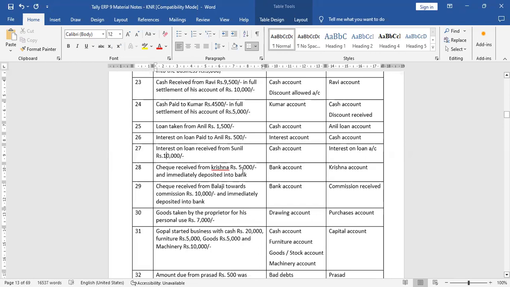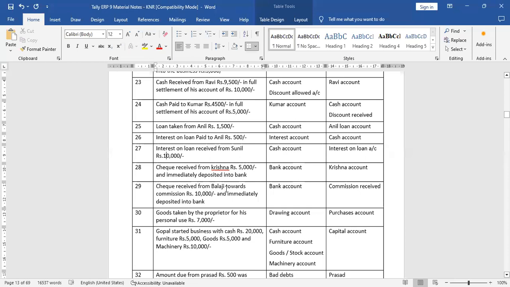Check received from Krishna rupees 5,000 and immediately deposited into the bank. You are receiving the check. Who will give the check? Krishna. Krishna is a giver. Giver, which side? Credit side. Your bank is receiving, so you enter the bank into the debit side. Both are personal accounts. Personal account says debit the receiver, credit the giver. Here giver Krishna, receiver bank.